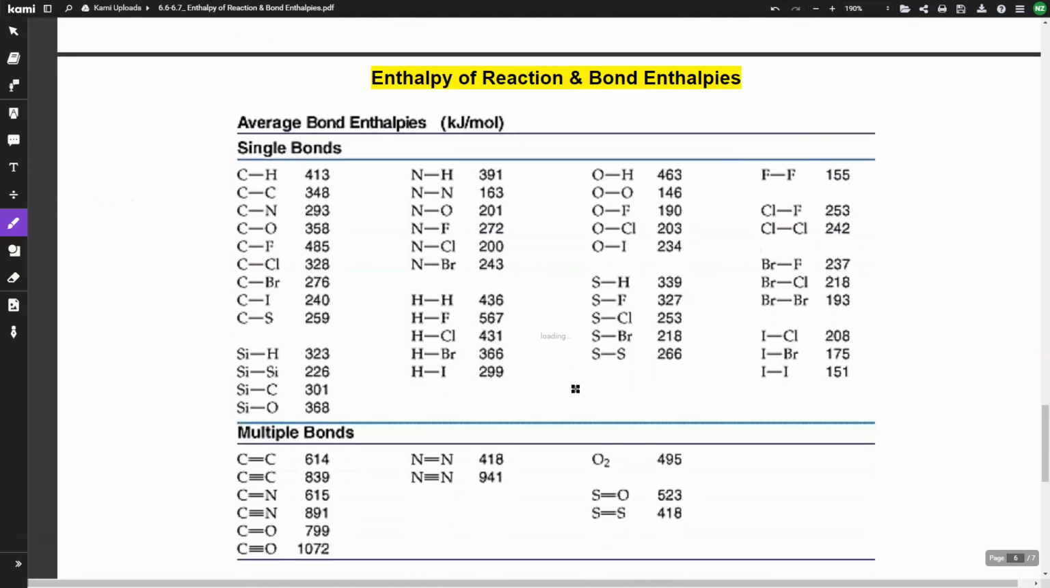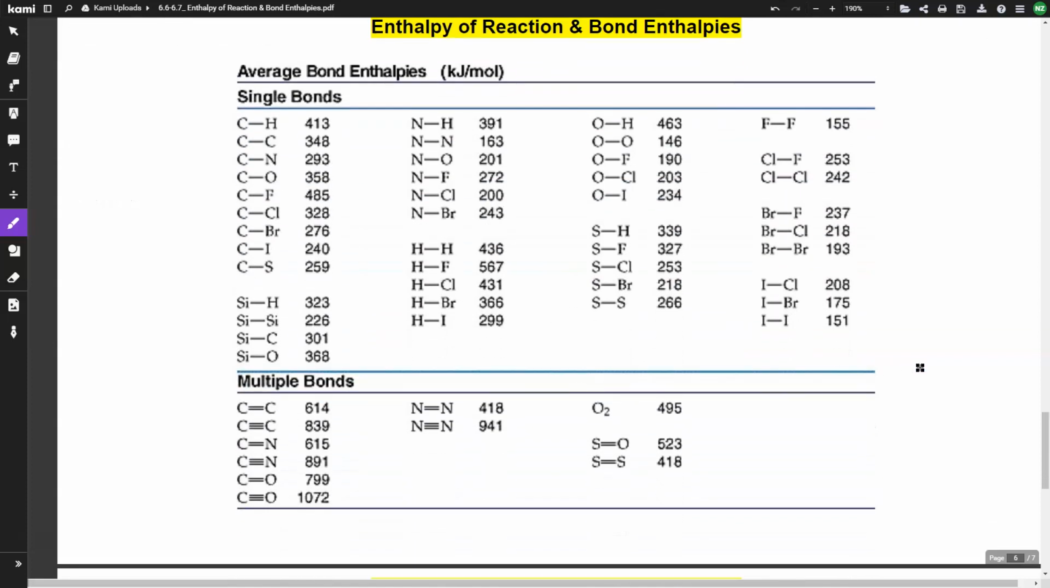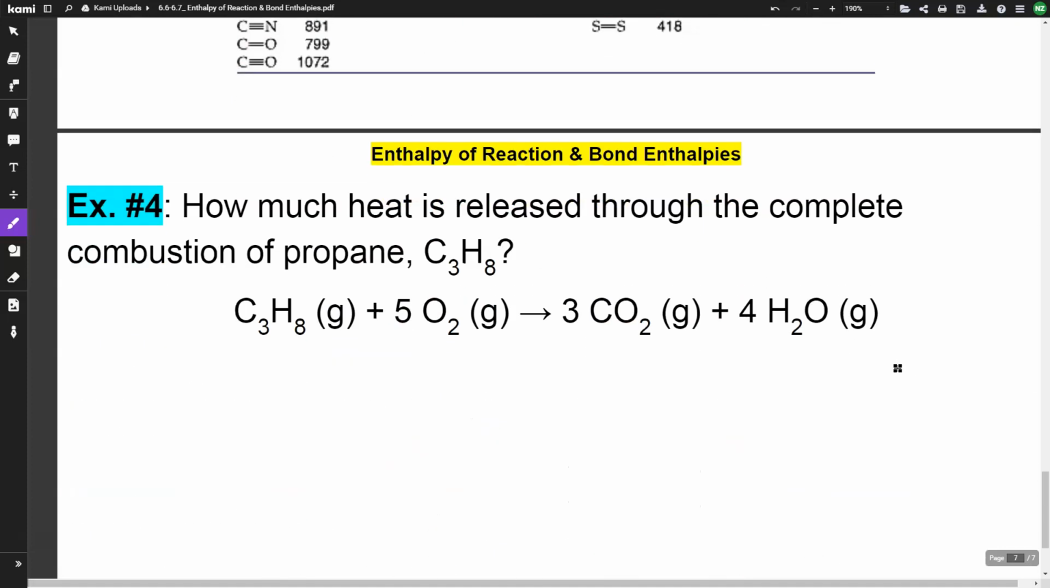So you're going to need a table like this. On this table, it gives you all of the bond enthalpies. You're going to need to draw out some Lewis structures and figure out what bonds are being broken. The energies are going to be on here, and then you just add them up and do that subtraction to figure out what the question's asking for.